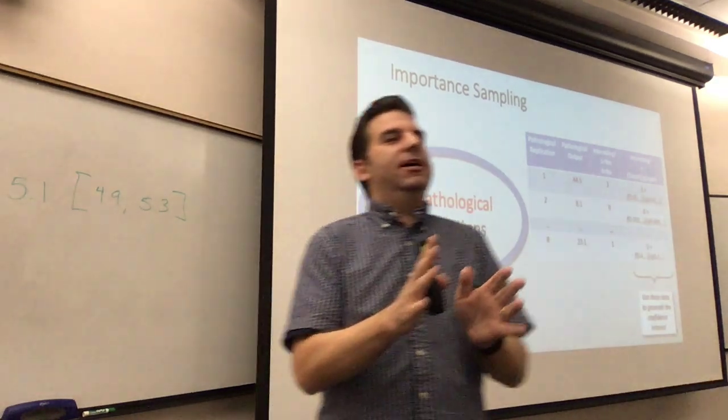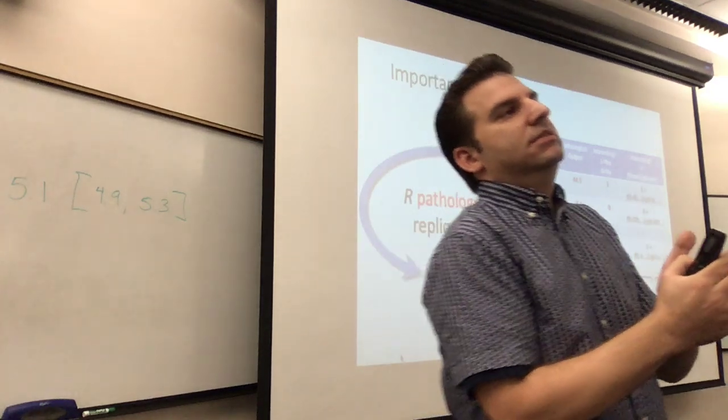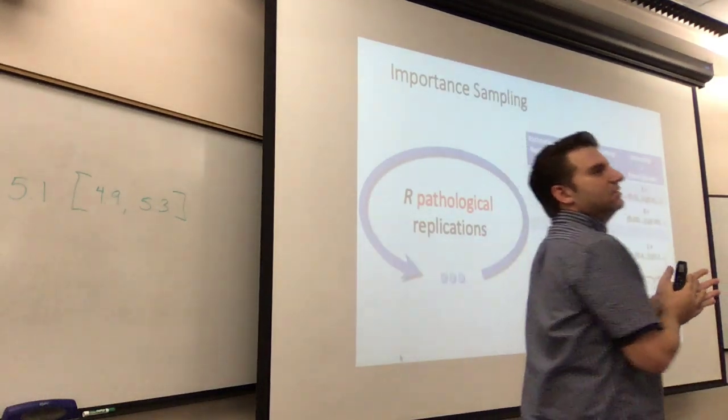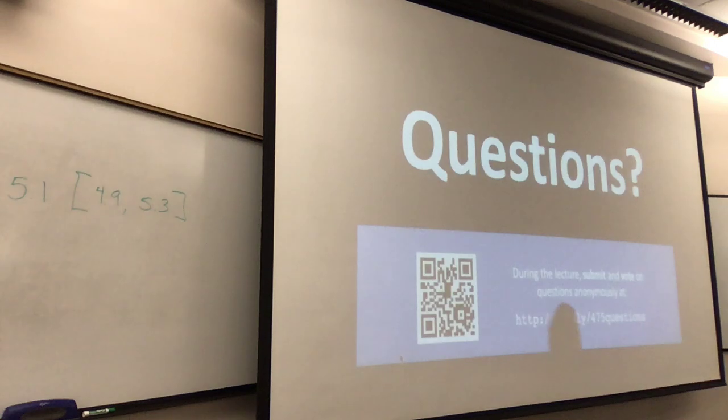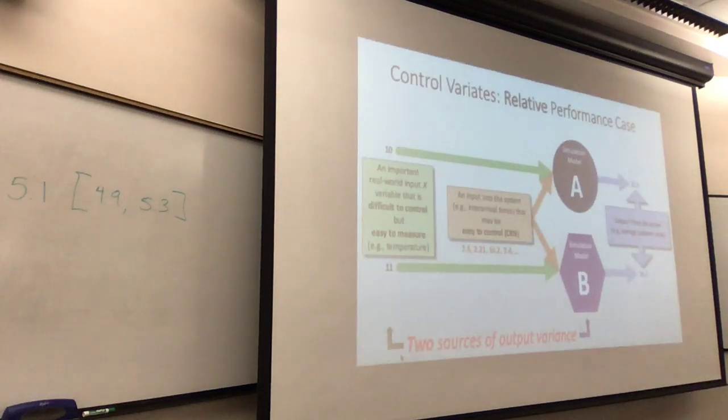So any questions about importance sampling? All right. So last overview thing here, control variates. That's the last way that we talk about in this class. It's also very common, and this can be used in real-world design of experiments as well.